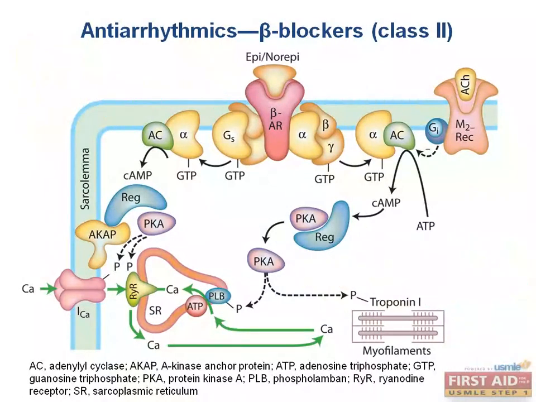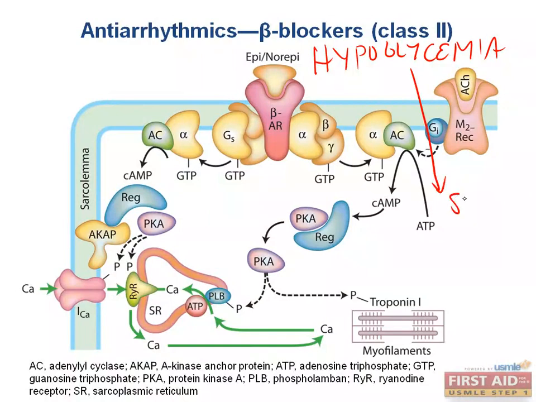I'm talking about an incredibly high-yield concept, in which a beta blocker can mask the signs of hypoglycemia. Now why is that? Well, when someone's hypoglycemic, they will be acting rather impaired, and the brain will respond by activating the sympathetic nervous system, which means we'll be stimulating beta receptors.